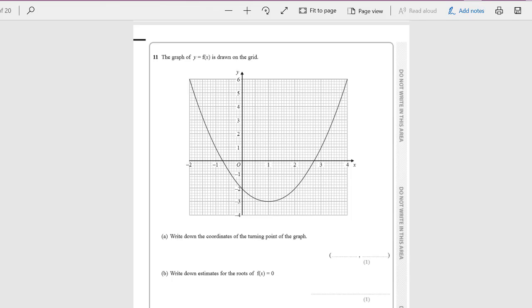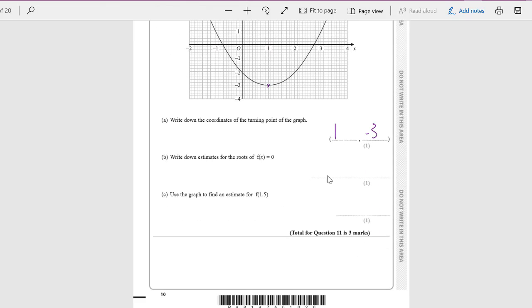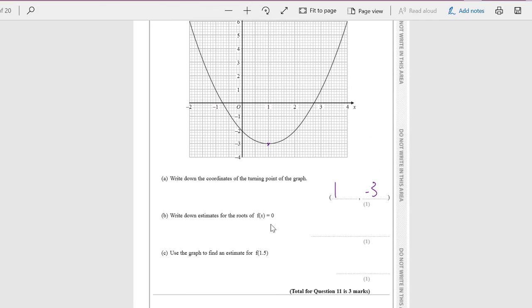Question 11. It says the graph of y equals f(x) is drawn on the grid. So this is a function. Write down the coordinates of the turning point. So the turning point, as we know, is literally where the gradient changes its sign, if you like. So that's where the gradient is equal to 0. So that would be 1 and minus 3. Write down estimates for the roots of f(x) equals 0.